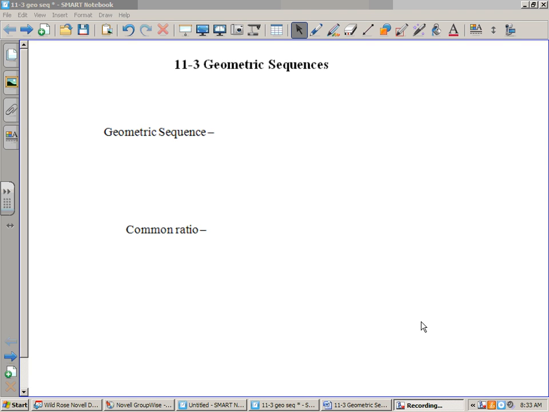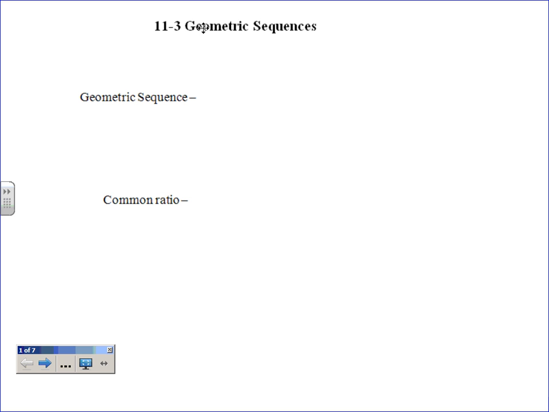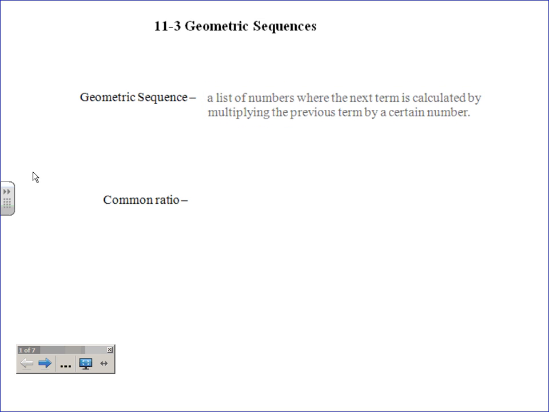All right, so today we're going to talk about a geometric sequence. We've already talked about arithmetic sequence. Remember, a sequence is just a list of terms, and arithmetic was we had to add to get from term to term. And you can probably figure out that geometric means we're probably going to do something slightly different. It's still a list of numbers, though, where the next term is calculated by multiplying by a certain number.